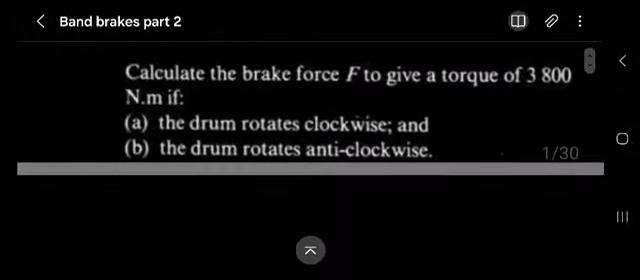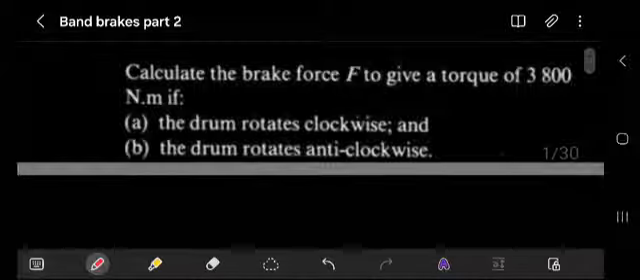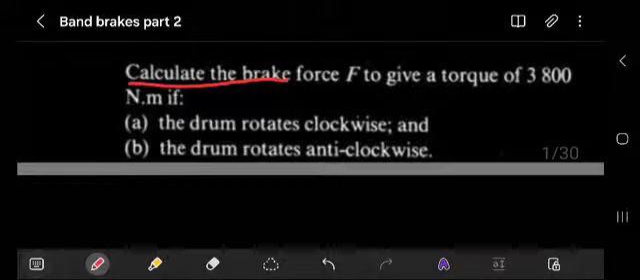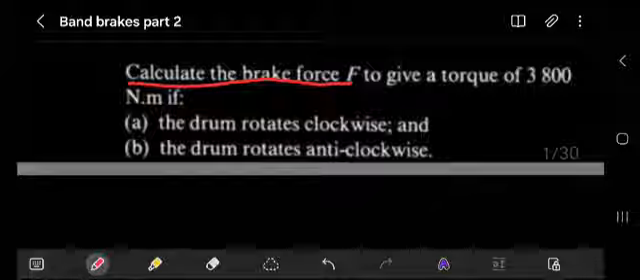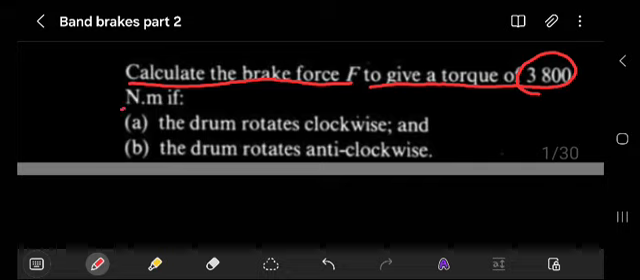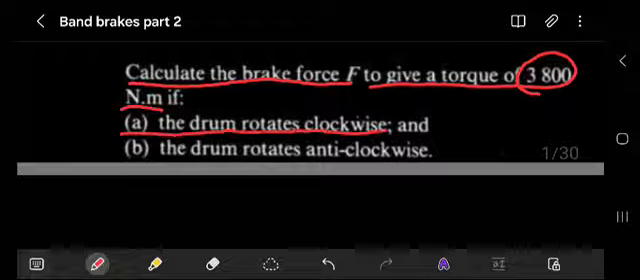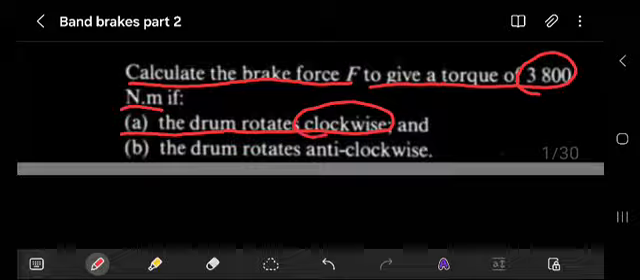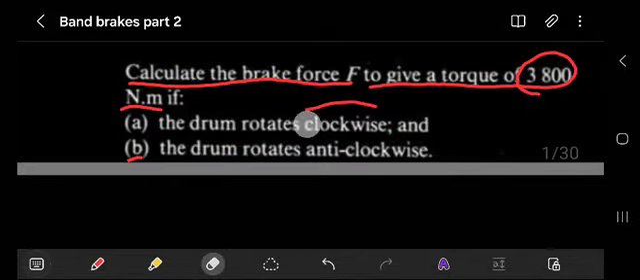It says calculate the brake force F, given the torque, that gives the torque of that in newton meter. A, if the drum rotates clockwise, and B, if the drum rotates anti-clockwise. All right. So let us go to this one, guys.